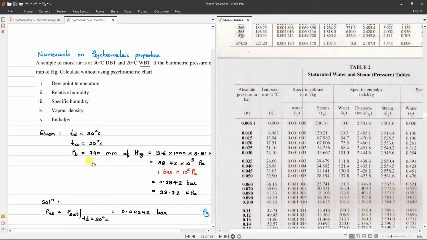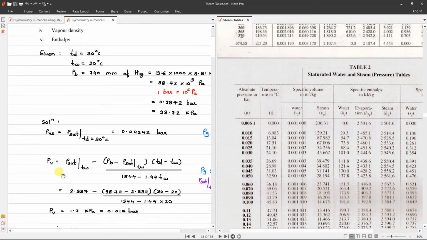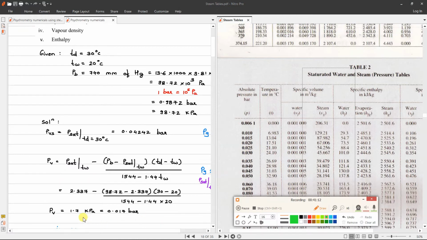So we have calculated the first part, dew point temperature. Now the second part is relative humidity. How to calculate relative humidity? It is PV upon PVS, and both we have calculated. PV also we have calculated. So here you can see this is the PV value and this is the PVS value.